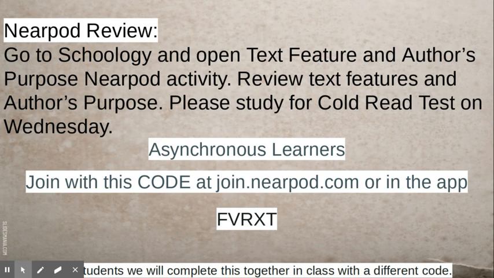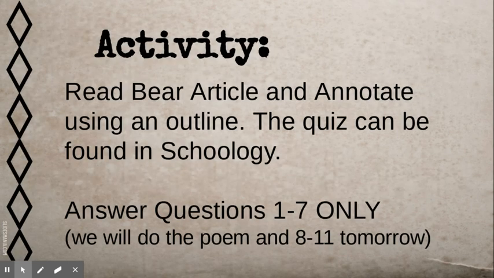When we're done with Nearpod, then there is a Bear article that I'd like for you to read. And I'd like for you to annotate it using an outline. For instance, you will highlight the title, and that would be the topic. And then you will number the subtitles. Those would be the main ideas of the sections. And then you would just write a few words about each paragraph, telling us what the supporting details are in that section. And then you will answer questions 1 through 7.